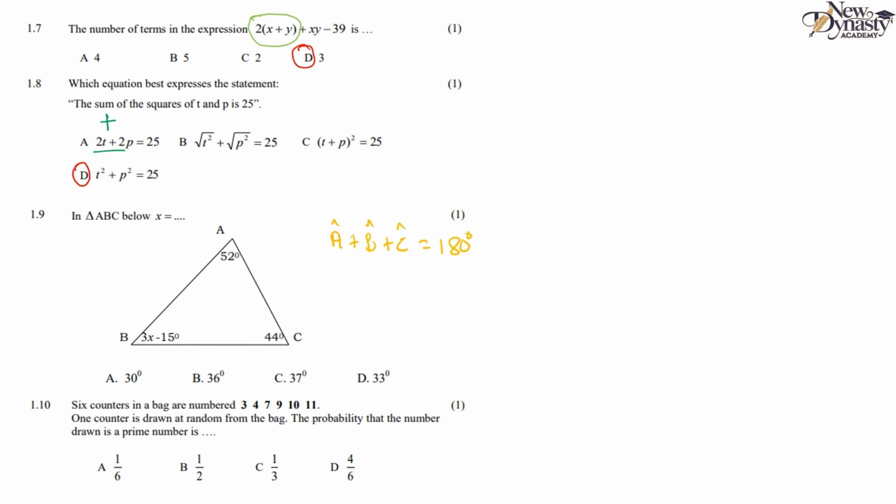Then if you were solving this, you're supposed to give the reason, and your reason is: sum of angles in a triangle. Some say "of" or "in"; it makes no difference. You may not write the full word triangle, but you can use the symbol there. So let us go on and substitute. What is A? A is 52 degrees, plus B, which is 3x minus 50 degrees, plus C, which is 44, and that equals 180 degrees.